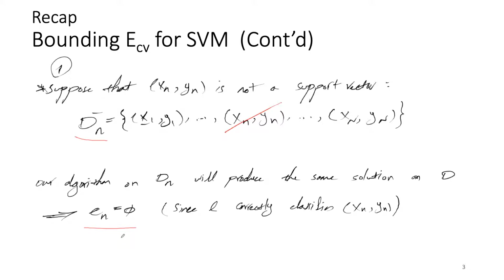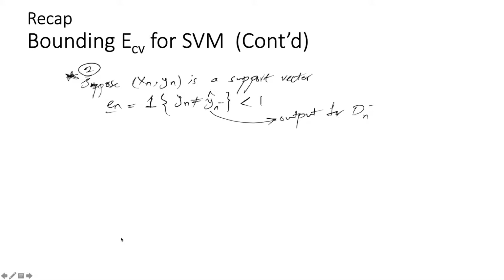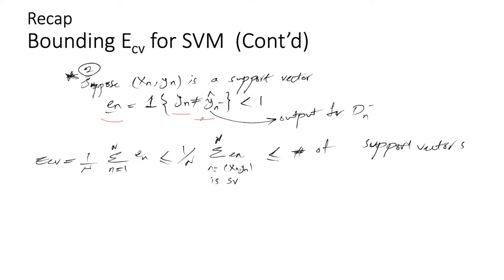And we mentioned also the second case, so I'm just recapping it quickly. And we suppose xn and yn was a support vector, right? So by removing that, we're going to have a pointwise error, which is an identity function of the classification error. So that was the output for the D minus n, which is not equal to the real value, right? And we mentioned that the bound for the ECV, so that's the bound, is not related to the number of samples itself, but just the number of support vectors, right?